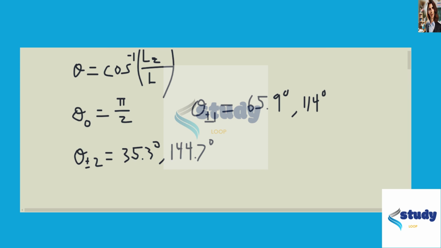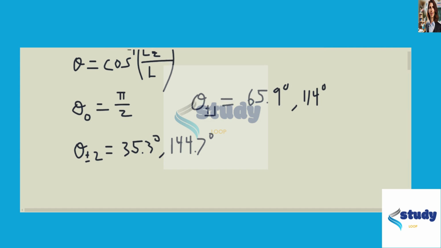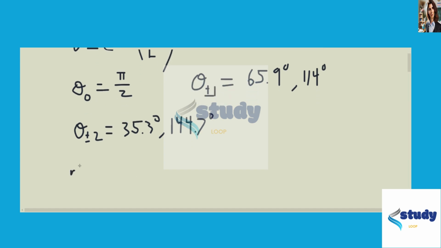So we observe that the minimum value is 35.3 degrees. Not 3.5.